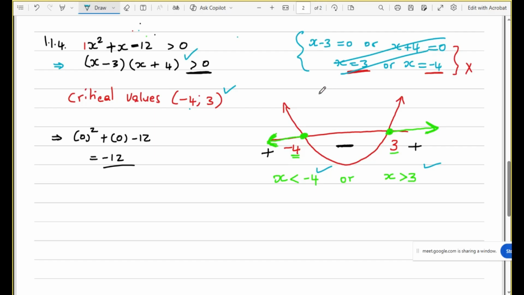So the most important thing is for you to understand where the 3 and the minus 4 are coming from. I hope you guys are happy with that. Né? Guys, do you understand?